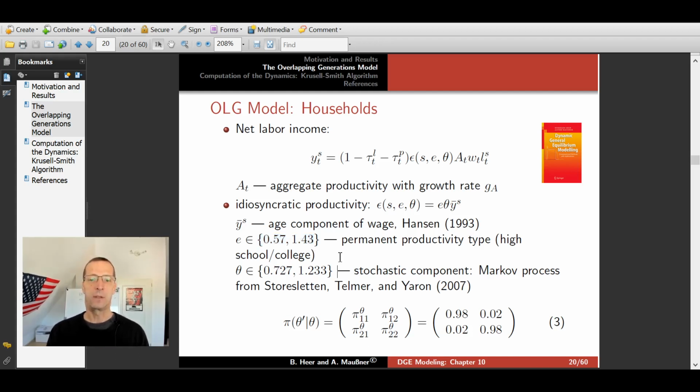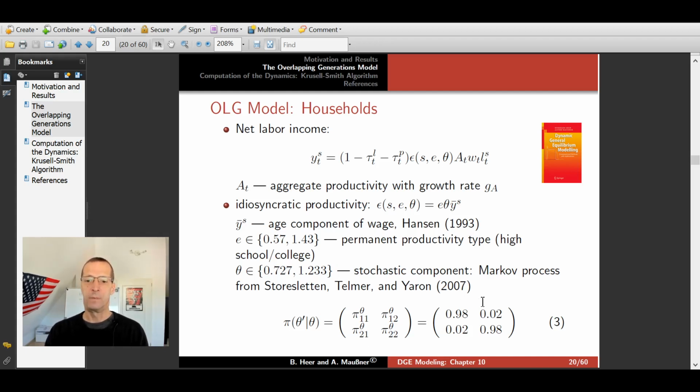And we take the estimates for the stochastic component from the paper by Storesletten, Telmer, and Yaron, 2007. They calibrate a two-state Markov process for this idiosyncratic stochastic productivity theta with the values 0.727 and 1.233, again with a mean of 1.